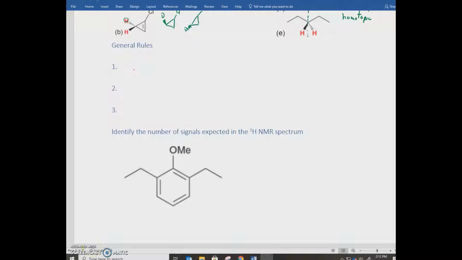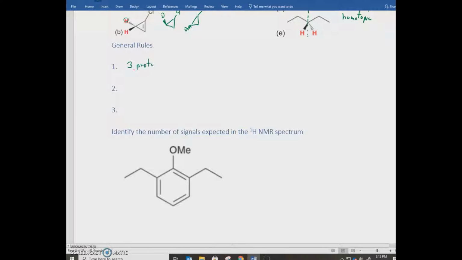So now that I've scared you to death with enantiomers and diastereomers and homotopic, let me give you some general rules on how we're going to identify chemically identical protons. First is that the 3 protons that are associated with a methyl group will always be chemically equivalent.